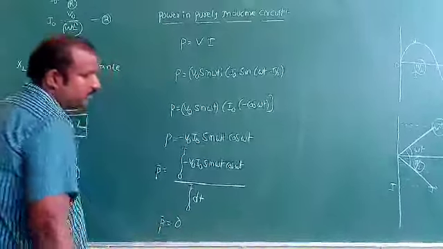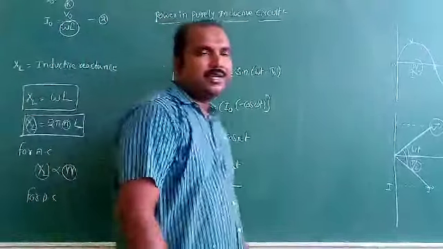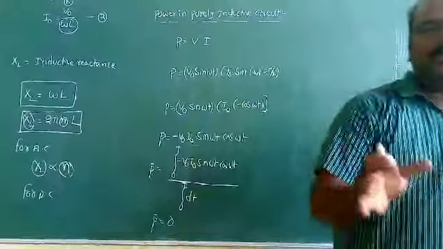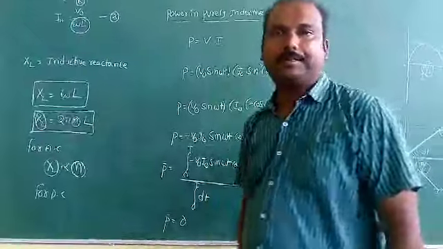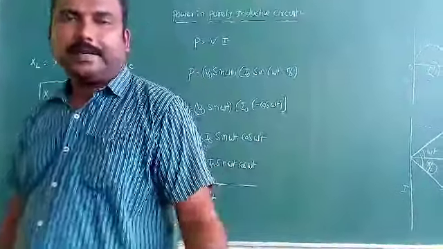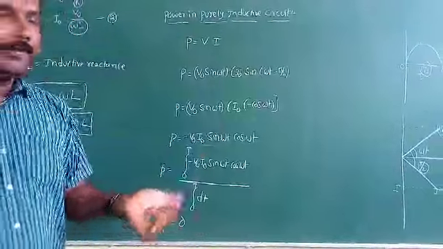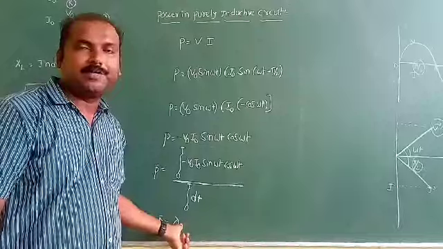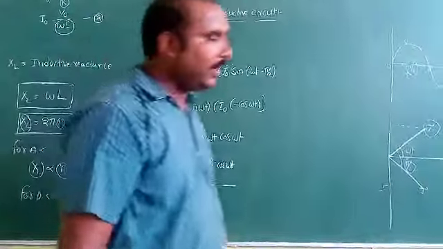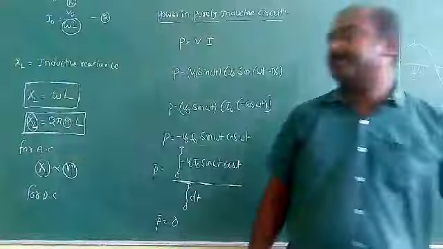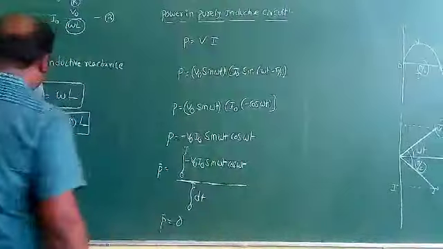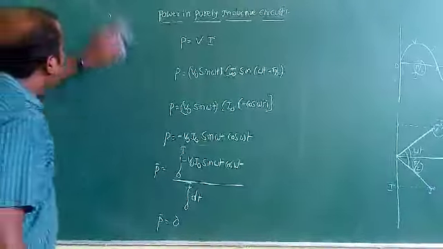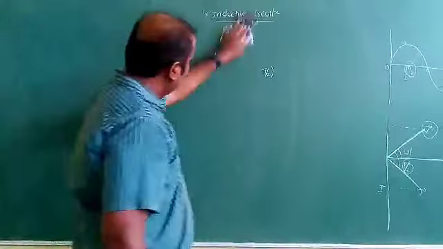So finally what we get? The average power consumption in a purely inductive circuit is how much? It is 0. But in case of a resistor, it is I RMS square into R. But in case of an inductor, how much is the value? It is 0. So once again, all of you see the equations for resistor and inductor.